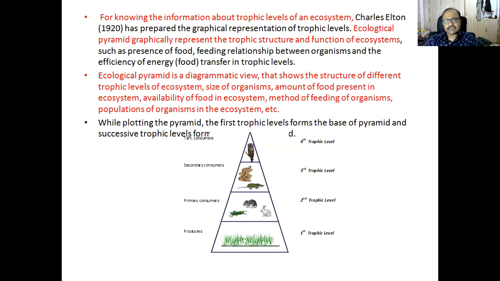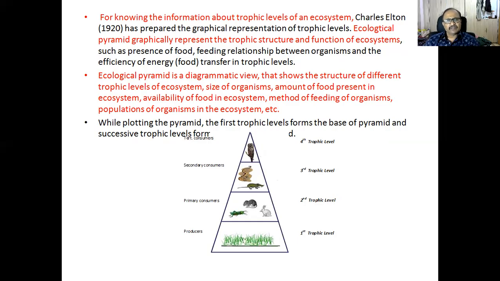Now, in other words, the ecological pyramid is a diagrammatic view that shows the structure of the different trophic levels of an ecosystem. The size of organisms, amount of food present in the ecosystem, availability of food in the ecosystem, method of feeding of organisms, populations of organisms in the ecosystem, energy present in the ecosystem, etc. All the facts are shown in the ecological pyramids.